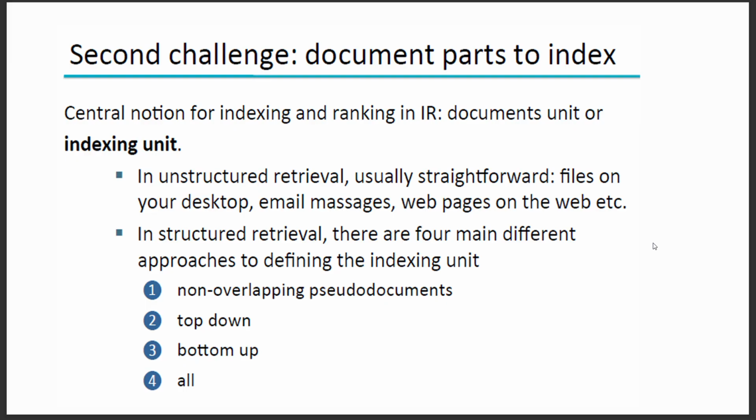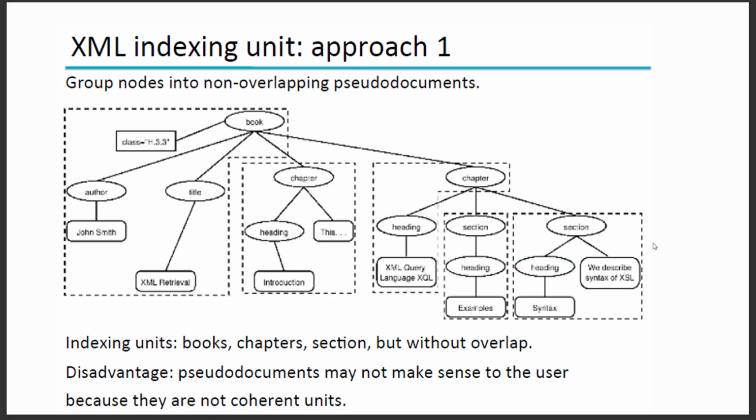Coming to the second challenge, document parts to index. Consider documents in unstructured retrieval. Examples are your email messages, web pages, images, audio clips, video clips, everything. Now when you come to structured retrieval, we have four approaches. One is non-overlapping pseudo documents, another is top down, third is bottom up, and fourth is all.